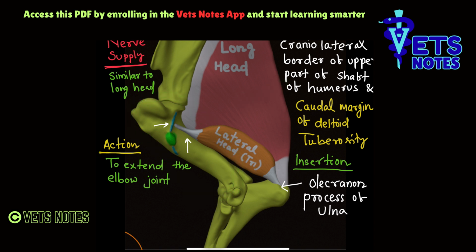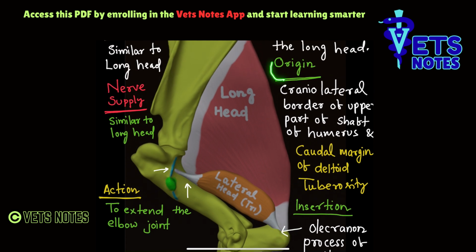So this one. Okay, this is the origin point and this is the insertion point. Origin of the muscle: craniolateral border of upper part of the shaft of the humerus. So this is the shaft of the humerus, upper part. So from this area. Okay, this is the craniolateral border of the upper part of the shaft of humerus and caudal margin of deltoid tuberosity. So this one is the deltoid tuberosity. This is the caudal margin. So from this it originates.